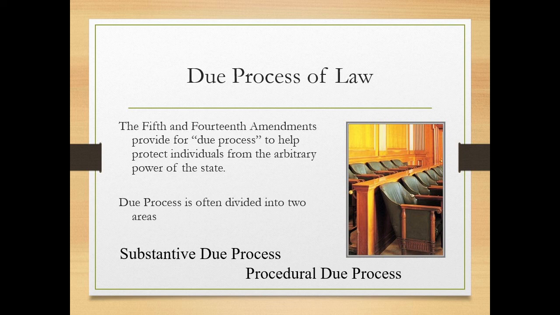So the Fifth and Fourteenth Amendments provide for due process to help protect individuals from the arbitrary power of the state. But due process can be further divided into two elements or two aspects: substantive due process and procedural due process. So substantive due process is the principle that the laws and the penalties for breaking the laws must be reasonable, that the substance of the laws go through the due process of a republican form of government, which is a legislative body. A legislative body accountable to the people.